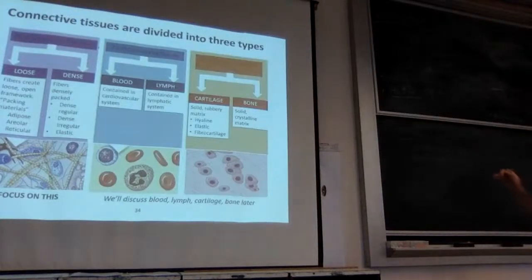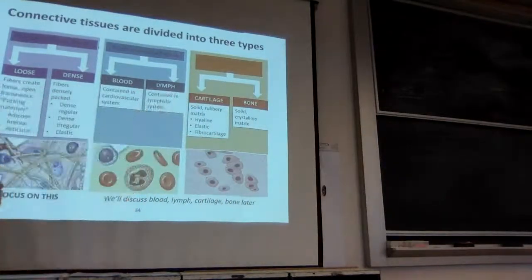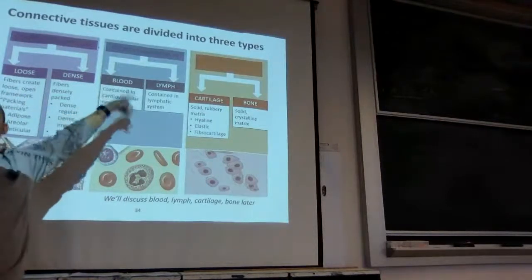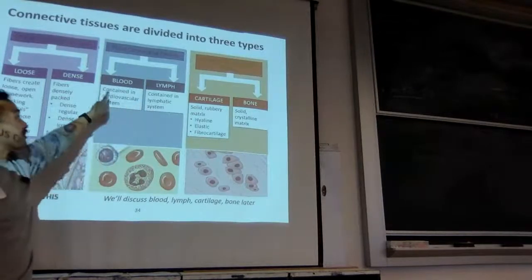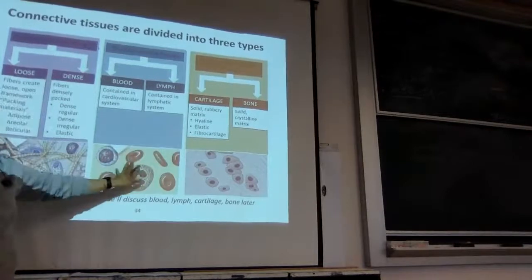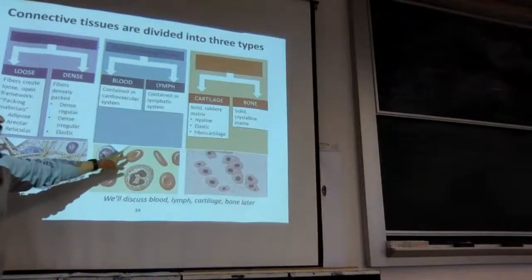There are three categories of connective tissue. There's connective tissue proper. What that means is it's stuff that you traditionally think of as connective. We'll talk about this in more detail in a second. There are fluid connective tissues where the extracellular matrix is a fluid, things like blood and lymph. We'll talk about this later. So I just want you to know they exist.